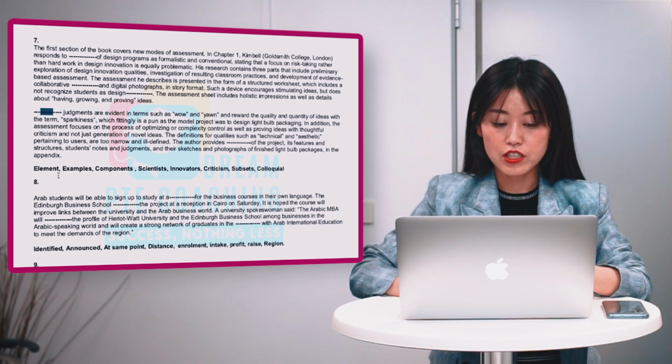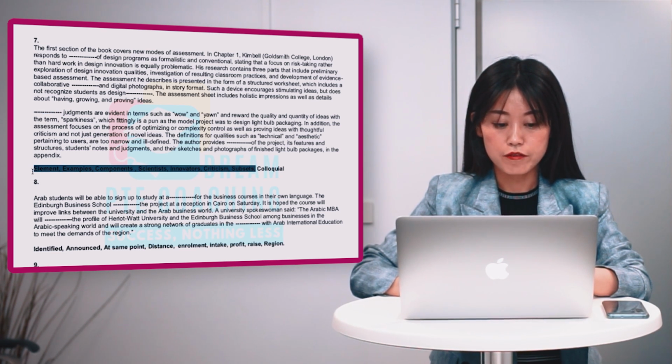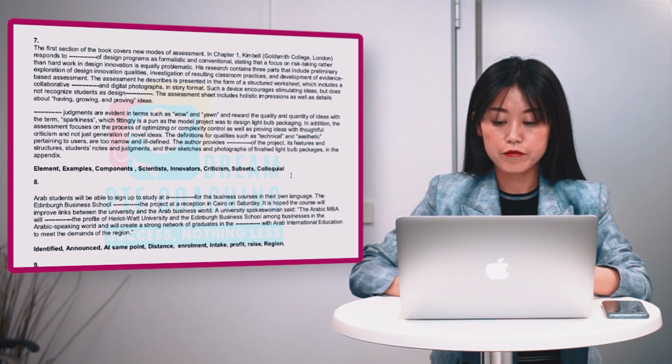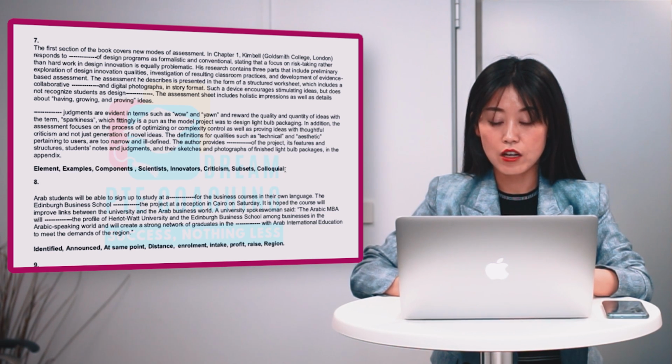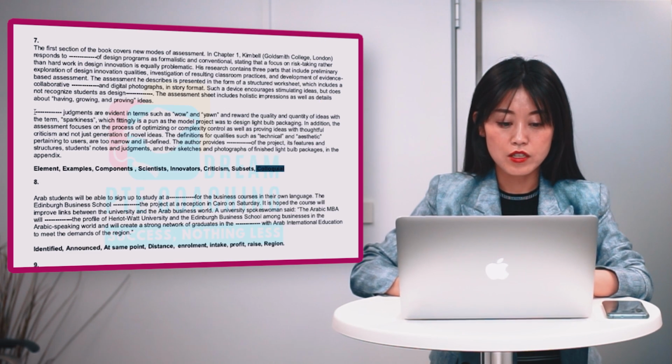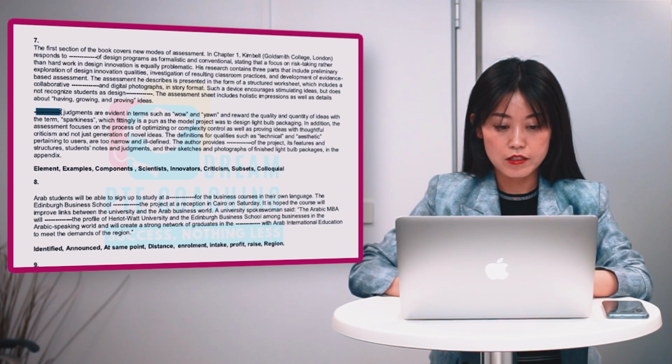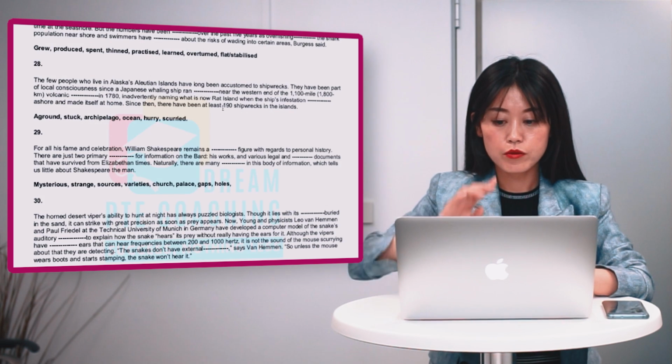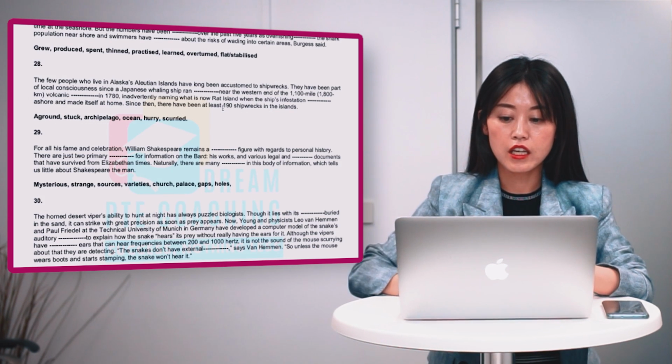Look at here. Element, no. Examples, no. Components, no. Scientists, innovators, criticism, subsets, they are all not adjectives. So we're looking for another adjective. We look at something that ended with L, as we said. IAL can be an adjective. So we just put this one into this blank: colloquial judgments.